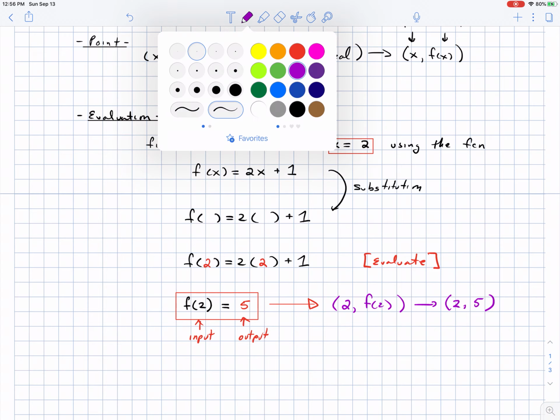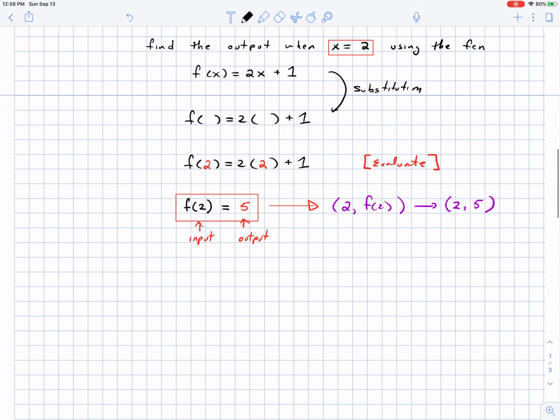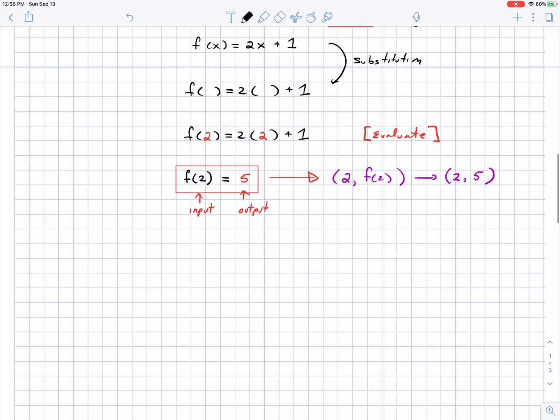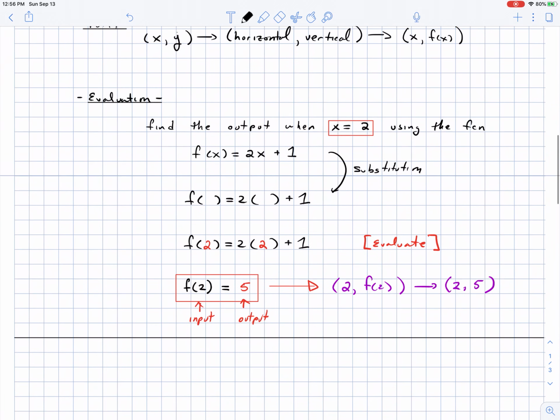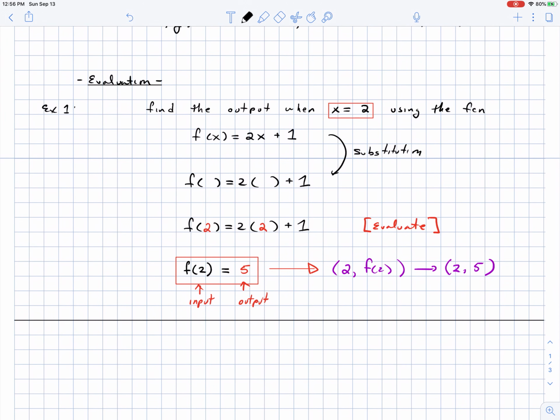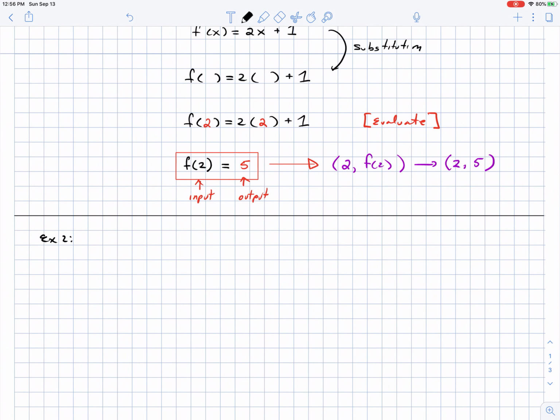Now, if I wanted to do a basic graph of this function, 2x plus 1, you're going to note a few things. So I'm going to use the same problem. Let's call this example 1, and we'll call this example 2. What I'm going to do now is ask us to find the slope and the y-intercept for the given function f. So f of x in this case was 2x plus 1.